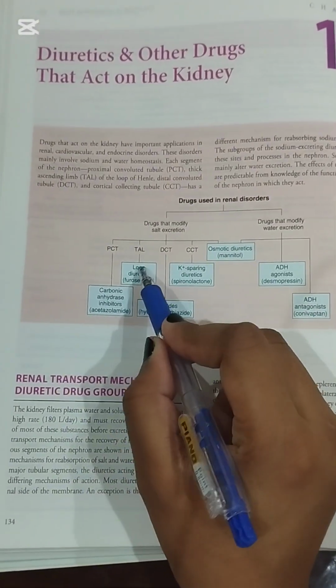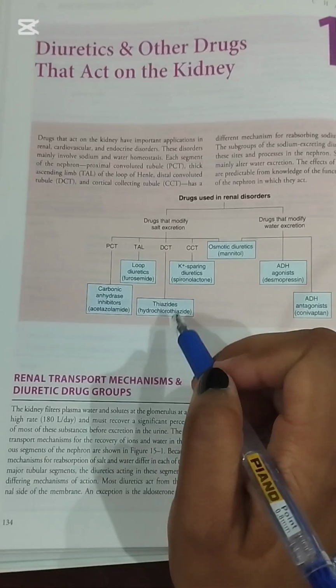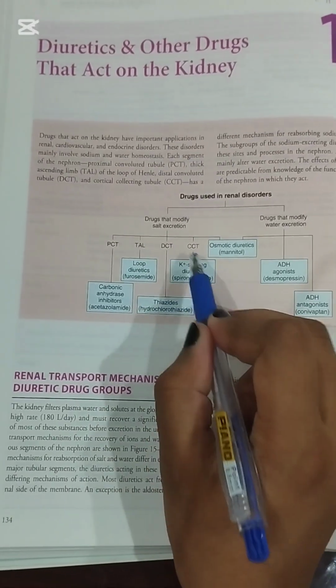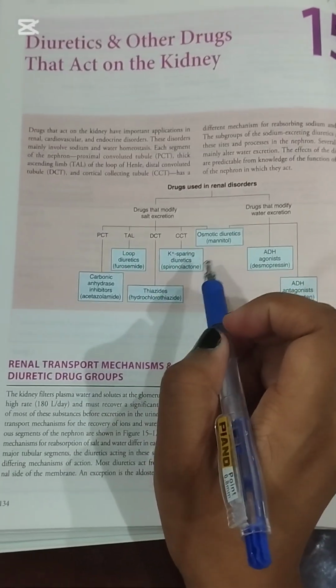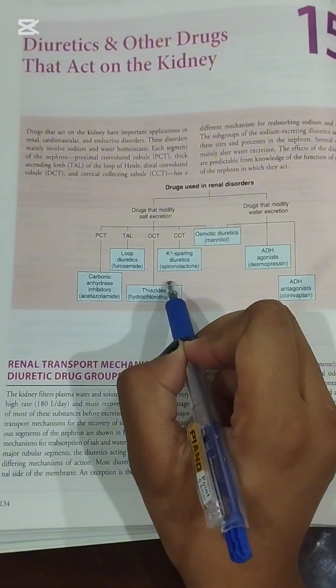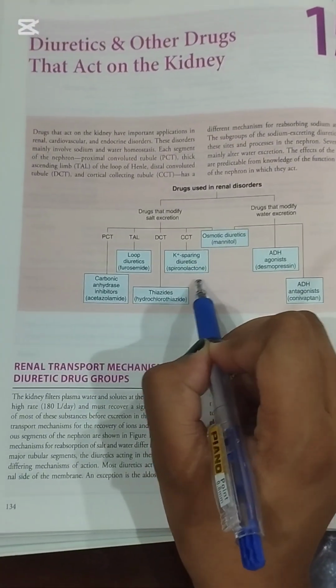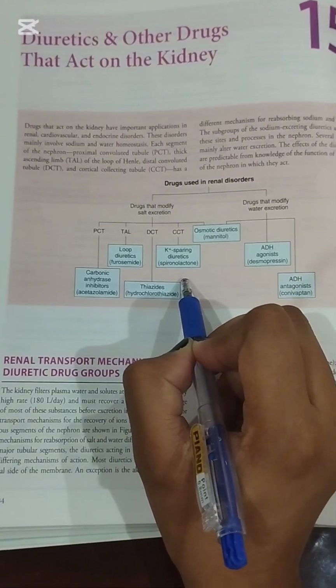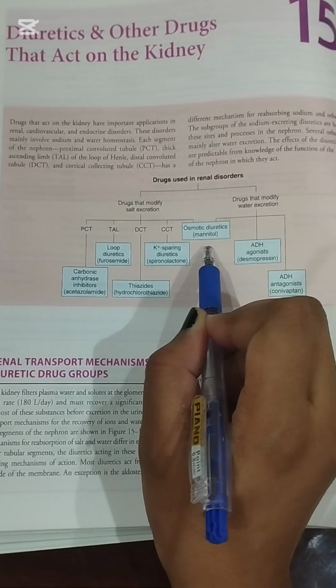And then let's also talk about what thiazides act on. They act on the DCT, or the distal convoluted tubule. The cortical collecting tubules are acted upon by the potassium-sparing diuretics, including spironolactone. And then we have osmotic diuretics, including mannitol.